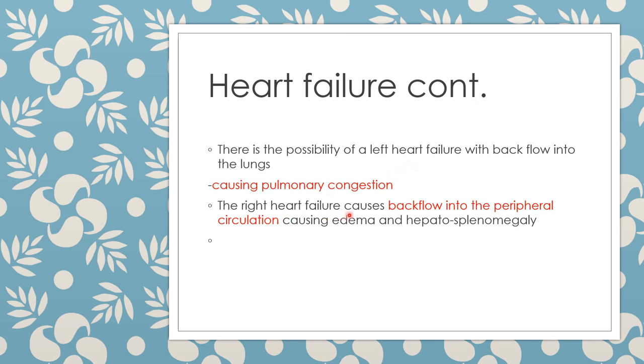The right heart failure will cause backflow into the peripheral circulation. Remember from my explanation, blood from the superior vena cava and inferior vena cava will come to the right heart. So when the right heart is having trouble, the blood that is coming from the superior vena cava and inferior vena cava to the right atrium will flow back to where it is coming from. Then that will be causing edema, pedal, periorbital, edema in dependent areas, and so on, and enlargement of the liver and the spleen, hepatosplenomegaly.